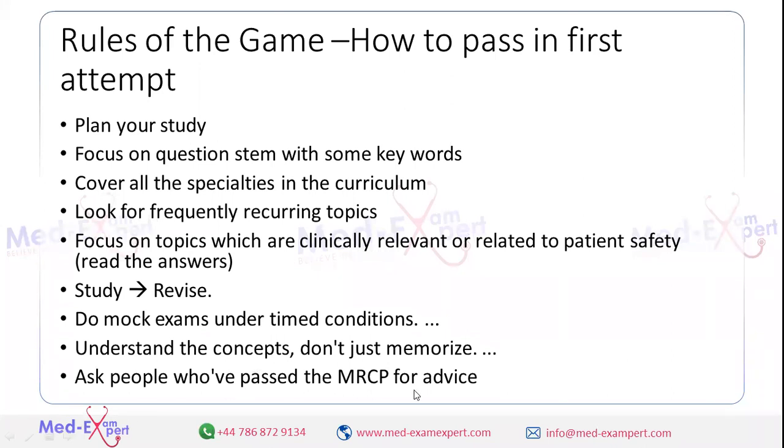Ask people who have passed MRCP for advice, because they have gone through that experience. Again, it's an individual experience, so do not stick to one person's advice. If you ask different students, they'll give different views: that book is good, this book is good. What I generally tell my students is to go through 3 or 4 books, a few pages, 10-15 pages. If you're comfortable with any one of them, stick to one. Do not read all the books.